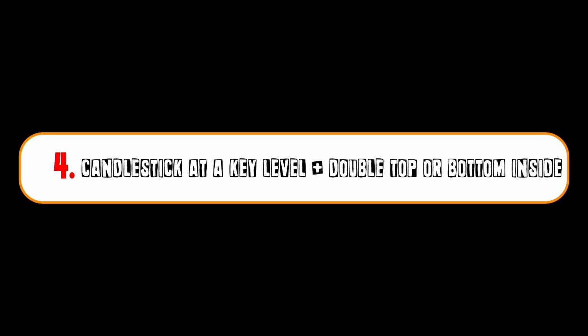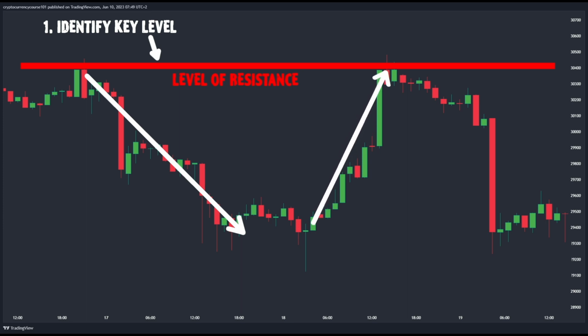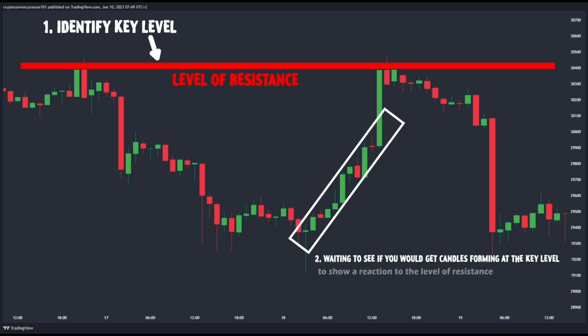Candlestick patterns forming at a key level and then a double top or a double bottom pattern inside of those candlesticks. So you first identify a key level, which you have through this reversal point here, and which gives you a level of resistance. As price comes back up to this level, you are waiting to see if you will get candles forming at the key level and showing a reaction to the level of resistance, which you got through this long wick candle.